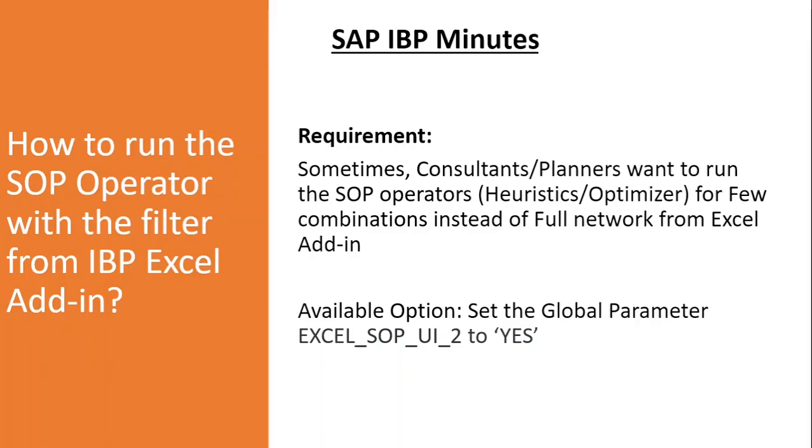Usually, whenever you test something, let's say you are doing some functionality test, you don't run it for the full network. You run it for a few combinations. That's how even the consultants or planners would do. Let's see how to set this parameter. Everyone might know how to set the global parameter, and we'll see how you can run the SNOP operator with the filter.